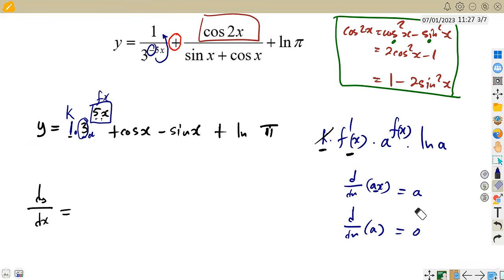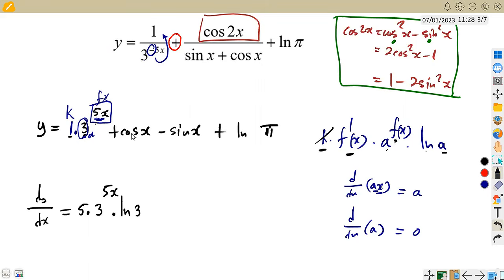So a constant gives us a 0. Here we are given a^x, that is 3^(5x). We obtain 5 in this case, which is the first derivative, times a to the exponent of f of x, which is 3 to the exponent of 5x. So it remains as it is, 3 to the exponent of 5x, times ln of a, which is ln of the base, which is 3. So it's going to be ln of 3 in this case. All right, so that is it. We have differentiated this part. You can just leave it like that.